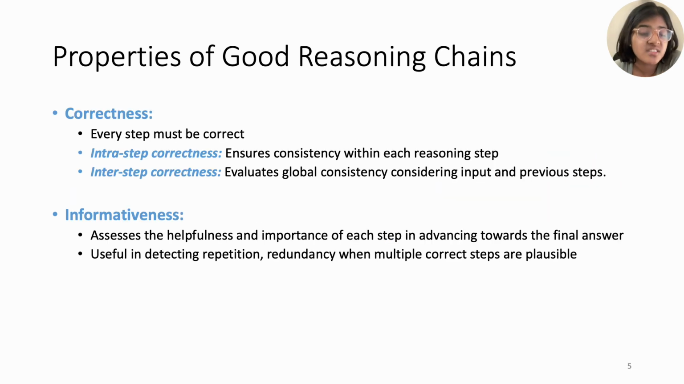We argue there are two desired properties of good reasoning chains. First, every step in the reasoning chain must be correct. Specifically, we are concerned with intra-step correctness that ensures consistency of claims or RCUs within each reasoning step, as well as inter-step correctness that evaluates global consistency considering input and preceding steps. Next is a property of informativeness that assesses the importance of each step in advancing towards the model's final answer. Lack of informativeness manifests as repetition or redundancy in the reasoning chain, even though it may not impact correctness.